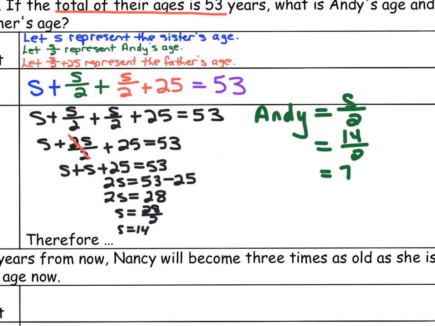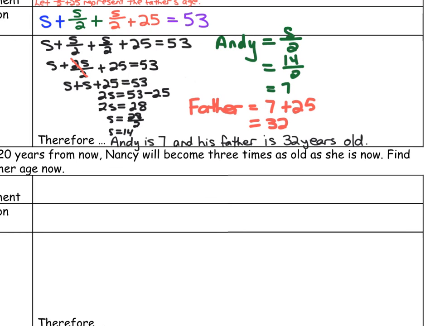Remember, they said that Andy was half as old as his sister, or 2 times younger than his sister. So we've got her age divided by 2. So Andy is actually 7. And then his dad, remember, is 25 years older than Andy. So we know that his father is actually 32. So now we can write our therefore statement for Andy and his dad's age. So therefore, Andy is 7 and his father is 32 years old.